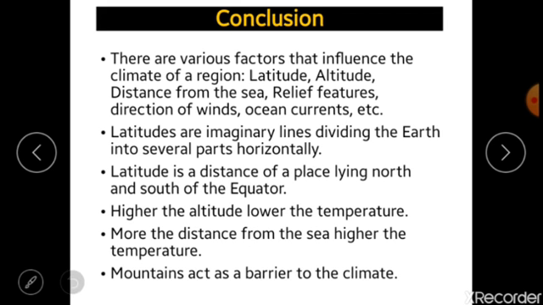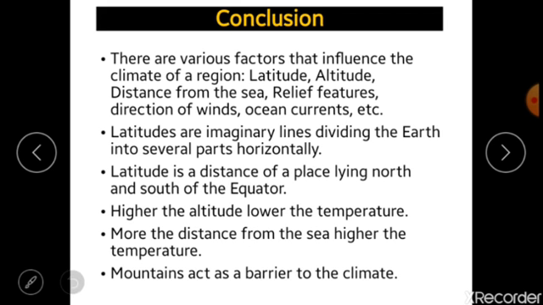So this is it. We have completed our chapter, that is, the climate of India. In this video we discussed the factors that influence the climate of a region, such as latitude, altitude, distance from the sea, and relief features. These are some of the factors that we discussed. Other factors include direction of winds, ocean currents, etc.